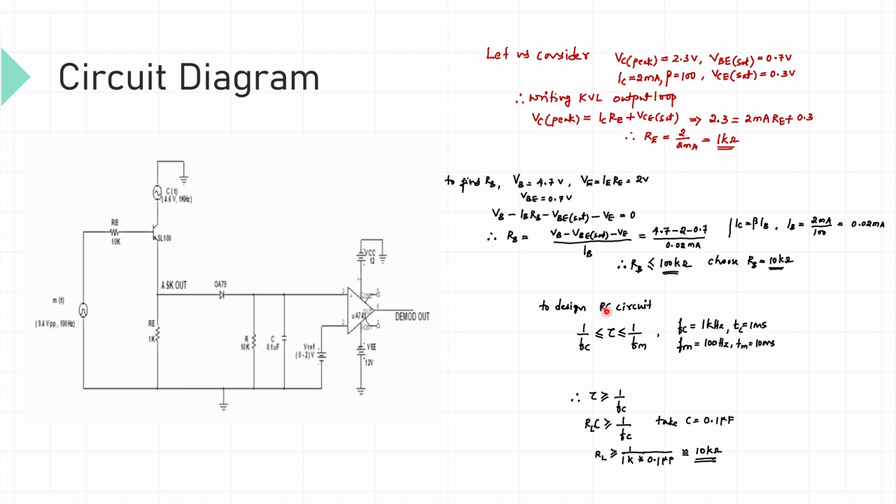This is the time constraint we have to consider. Time constant must be greater than 1 by Fc, less than 1 by Fm. What is Fc? It is nothing but carrier frequency. 1 by Fc is 1 millisecond. What is Fm? That is message signal frequency, 10 millisecond. So you substitute the value of C by assuming it as 0.1 microfarad, and we get the value of RL to be connected here.